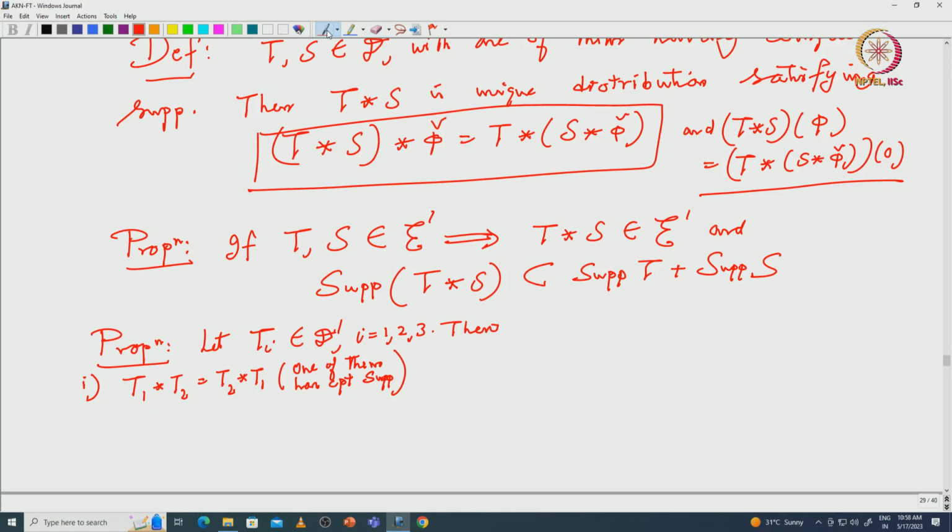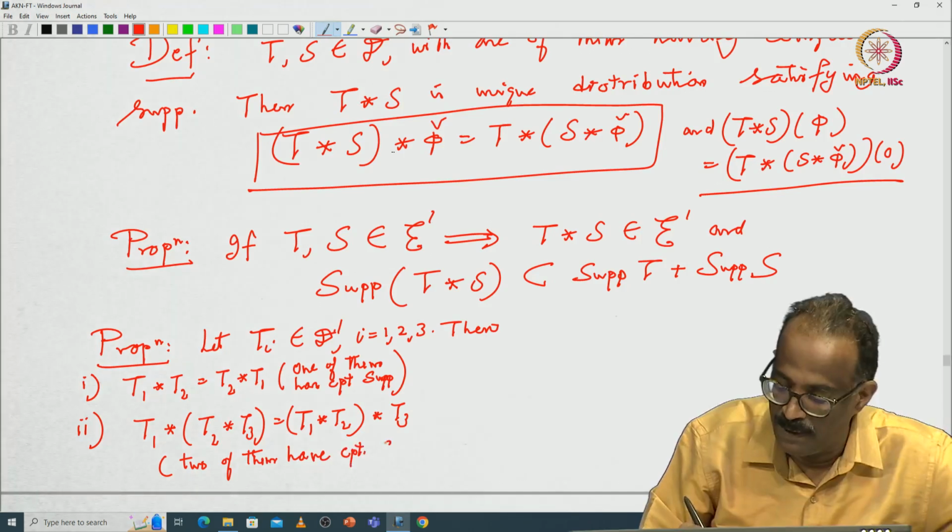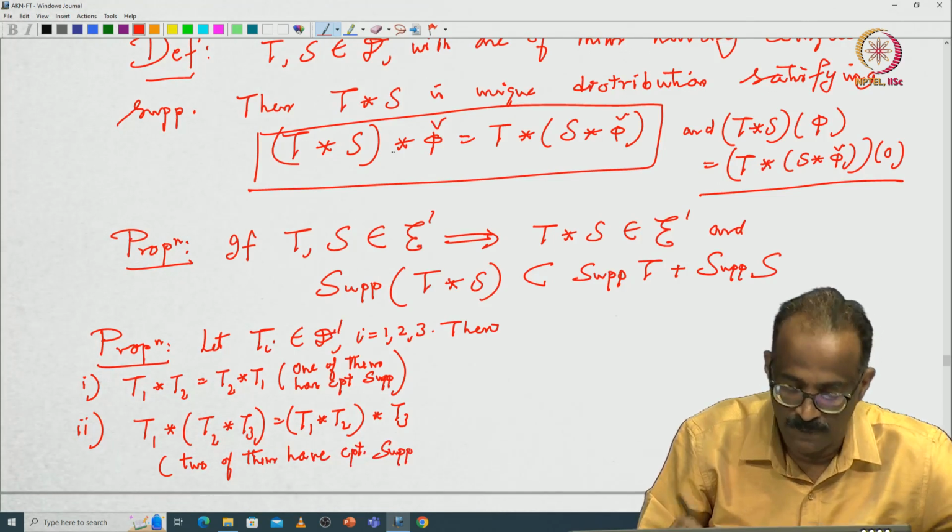And 2: T1 star T2. So you have your formula, in fact we are defining it like that, right. Then you have the associative law: T3 is equal to T1 star T2 star T3. In this case you need two of them to have compact support, then only these products are defined, well-defined support.